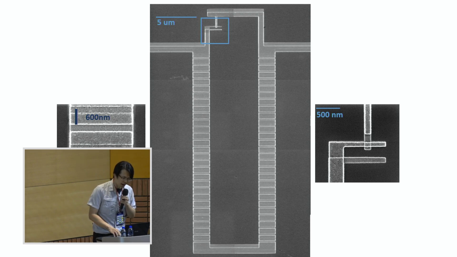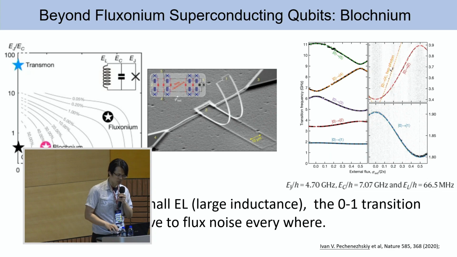Okay. So actually, there's one more thing that you can engineer with fluxonium. If you make this potential, we can use the same trick that people use with the transmon, such that you make this EL extremely small, which means that you need a very, very large inductor, and at the same time you make this EC really, really large, which means the capacitance is really small. This kind of qubit, we call Blochnium.